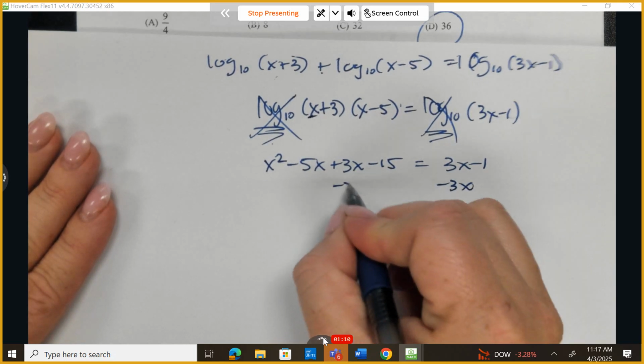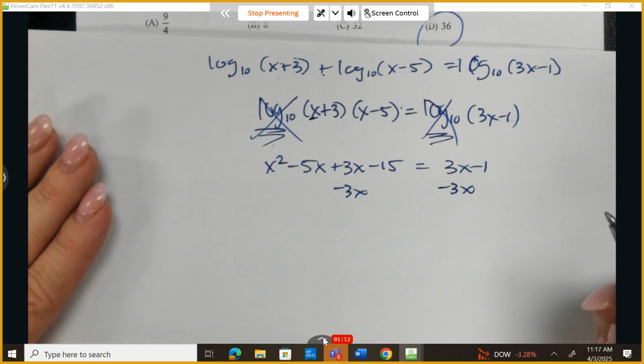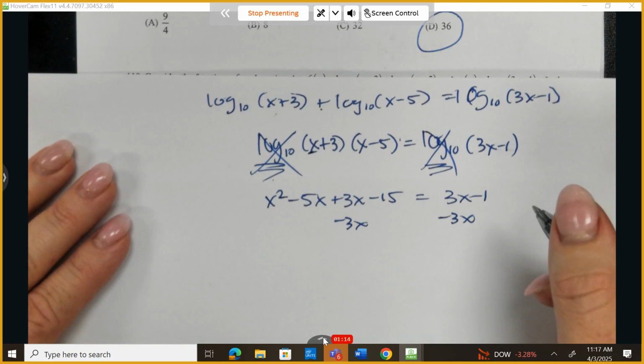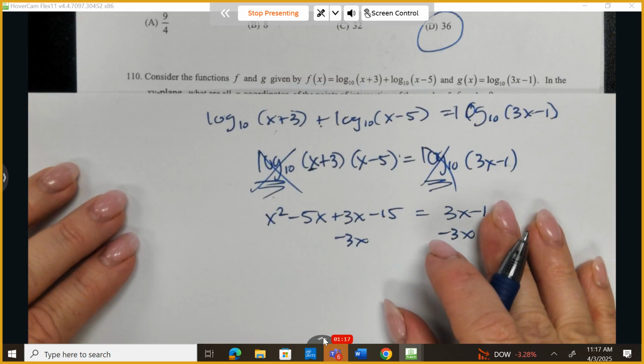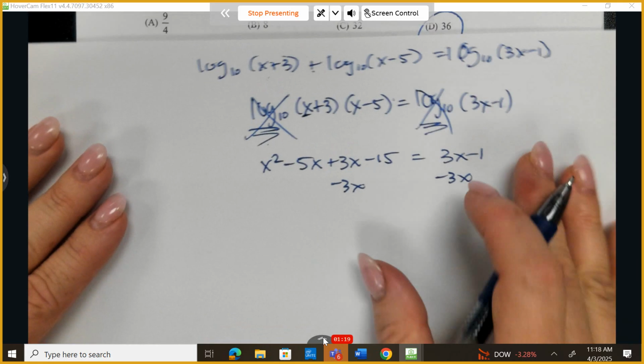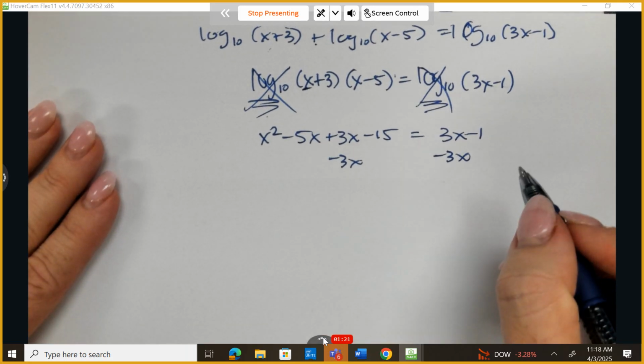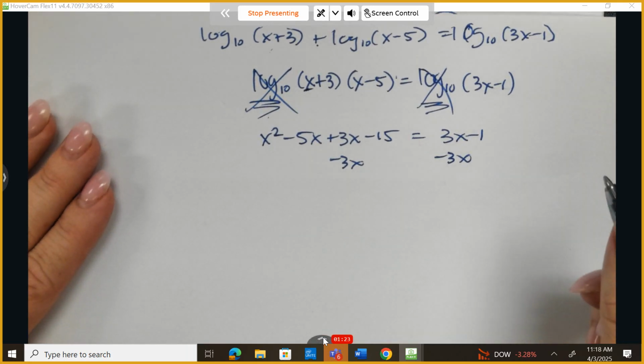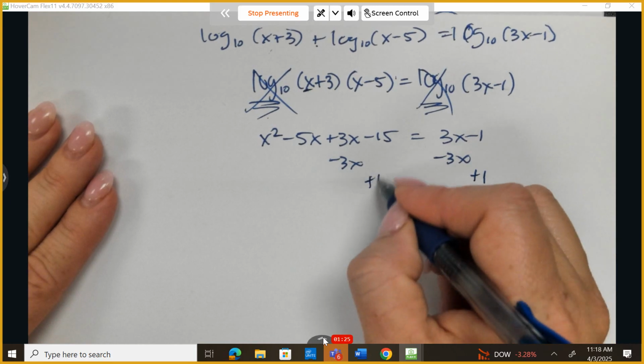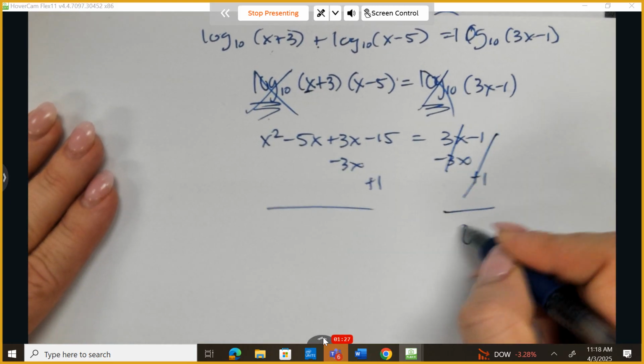and I'm going to move everything over to the same side. And I want to reiterate this again, that for this particular test, it is so important that you show all of your work. And so I have right now, I'm going to add 1 and add 1. Okay, so I have nothing left on the right-hand side.